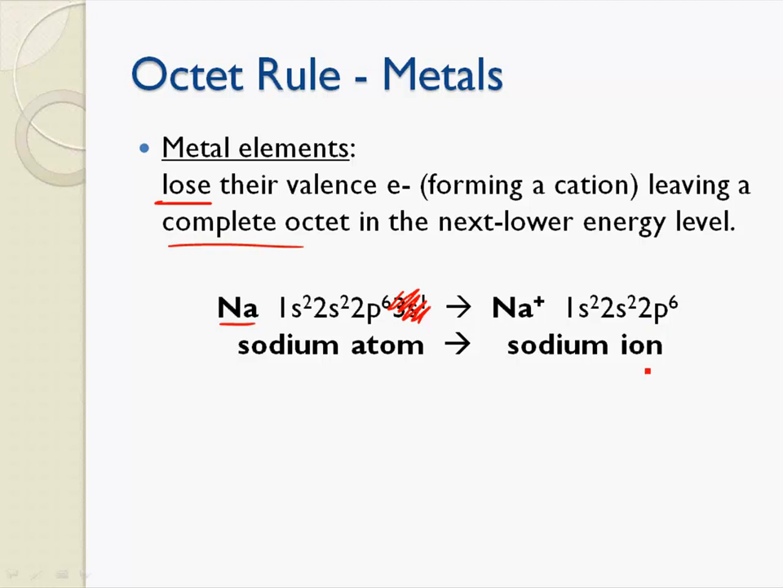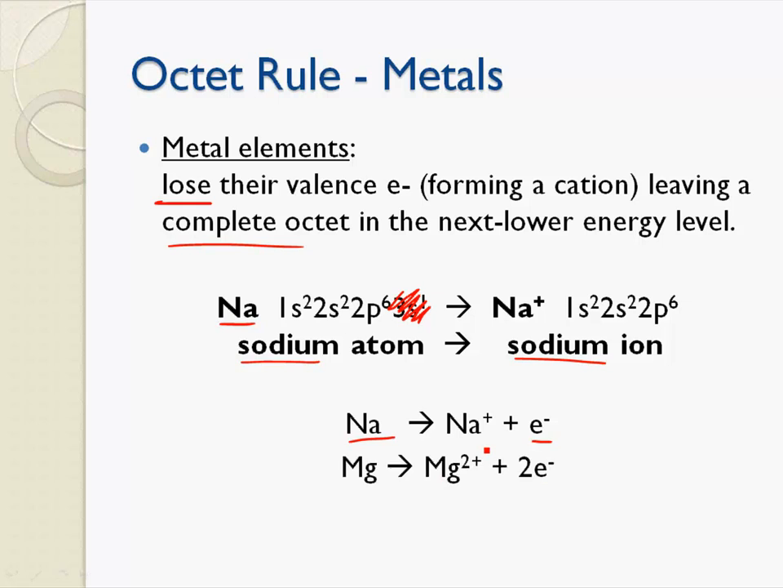Now, one thing I want to say about naming, and you should write this down: when a metal loses an electron to make its cation, the name does not change, okay? So sodium atom and sodium ion, it's the same word, it's still sodium, okay? Now, the half reactions, and we'll learn a lot more about half reactions later. If we're going to show this formally as a reaction, you'd say sodium goes to sodium plus, and then a free electron out there, okay?